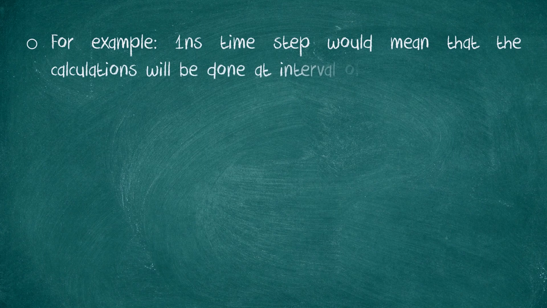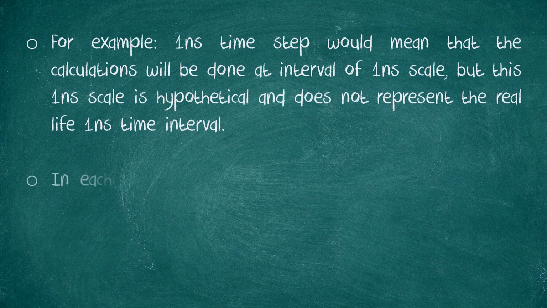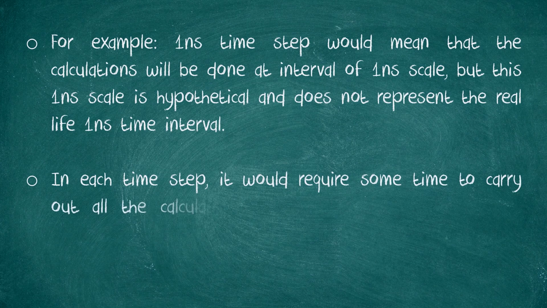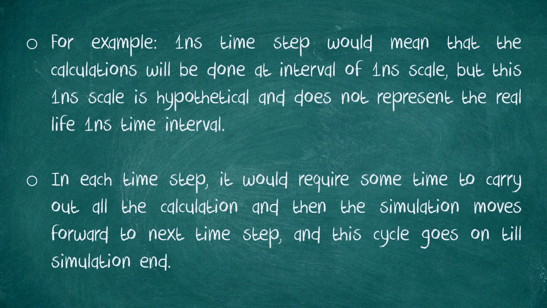For example, let's suppose we have a time step of 1 nanosecond. This means that Verilog will sample all the values at an interval of 1 nanosecond and give the output. But as I said earlier, this 1 nanosecond does not relate to the real world 1 nanosecond. The reason for this is that Verilog is itself running on a processor which would have some clock speed, and also Verilog would require some time to carry out these calculations, and this calculation time will surely be more than 1 nanosecond.